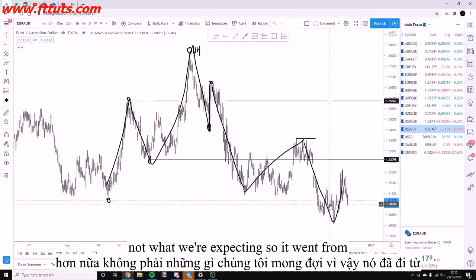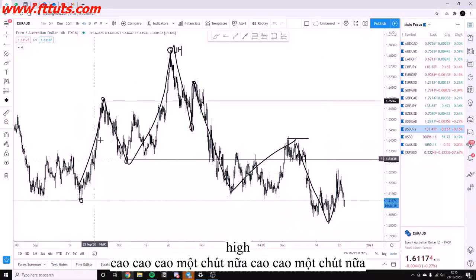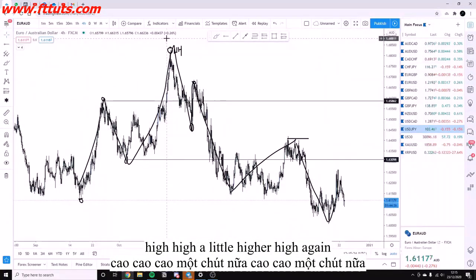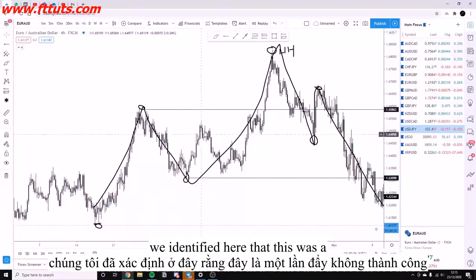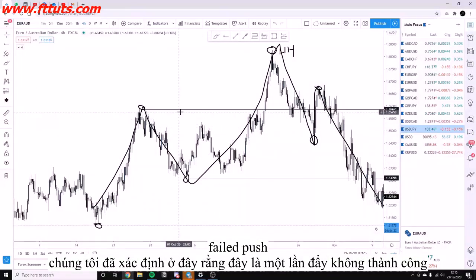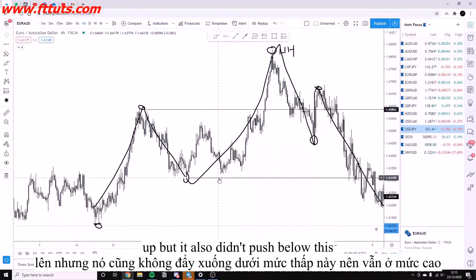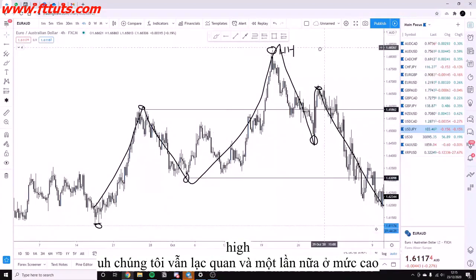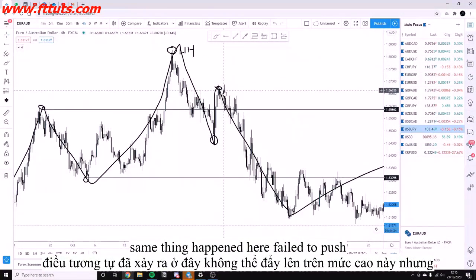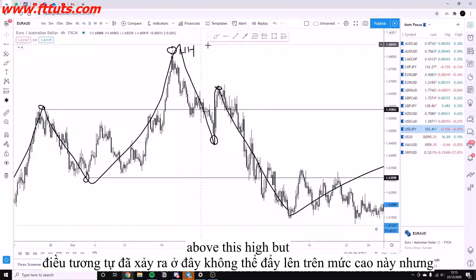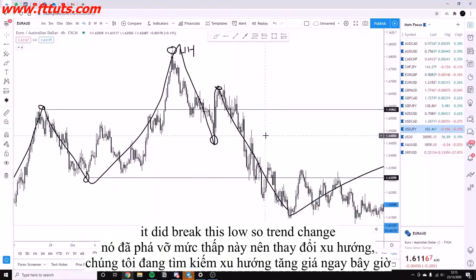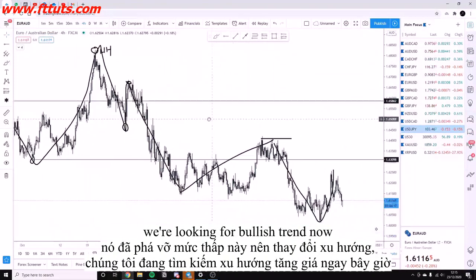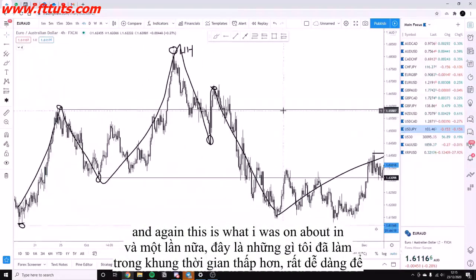Not what we're expecting. So it went from higher high, higher low, higher high. Again, we identified here that this was a failed push up, but it also didn't push below this low, so we're still bullish. And again, higher high. Same thing happened here, failed to push above this high, but it did break this low, so trend change. We're looking for bullish trend now. And again, this is what I was on about.